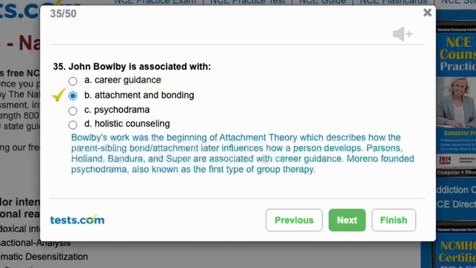B. Bowlby's work was the beginning of attachment theory, which describes how the parent-sibling bond and/or attachment later influences how a person develops. Parsons, Holland, Bandura, and Super are associated with career guidance. Moreno founded psychodrama, also known as the first type of group therapy.